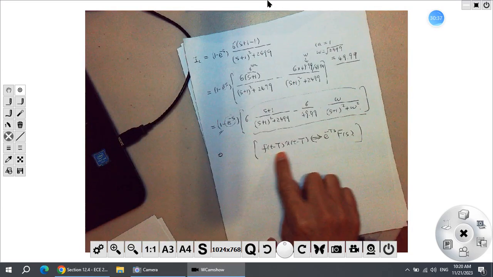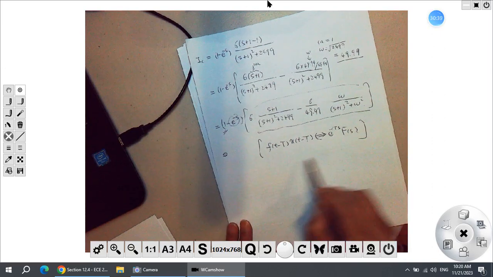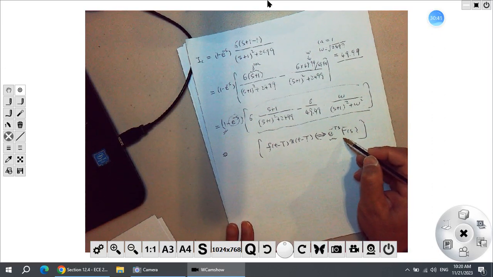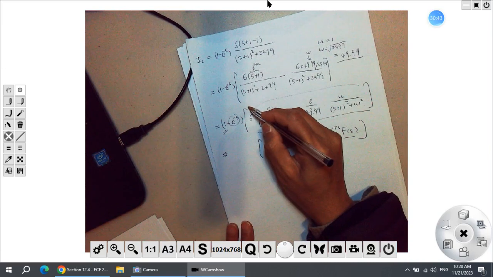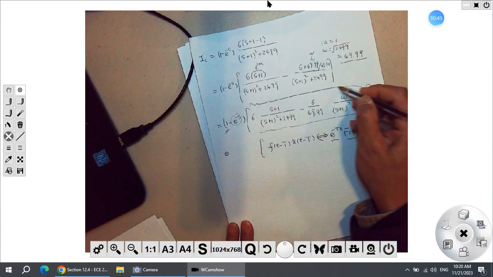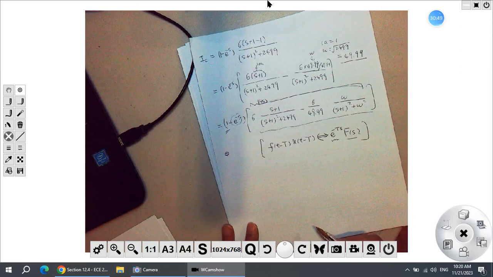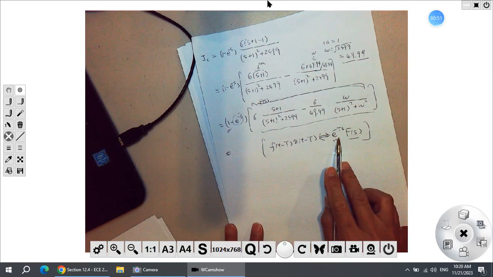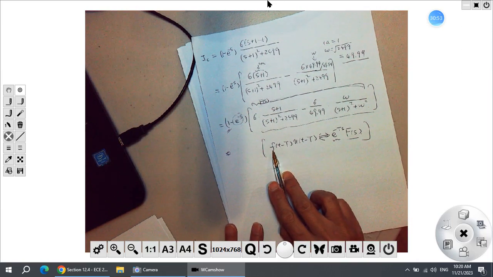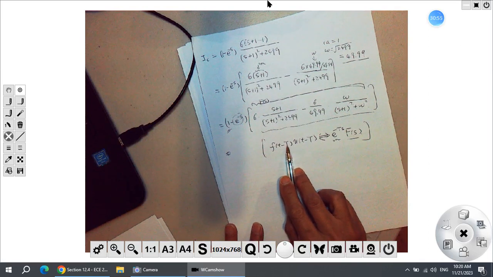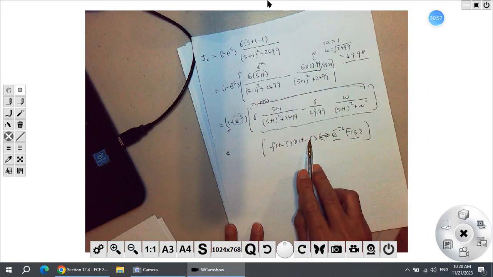I already have this, right? So we times these on F(s). This one is F(s), this is F(s), this is F(s). You times these on F(s), it is just f(t minus capital T) times u(t minus T).